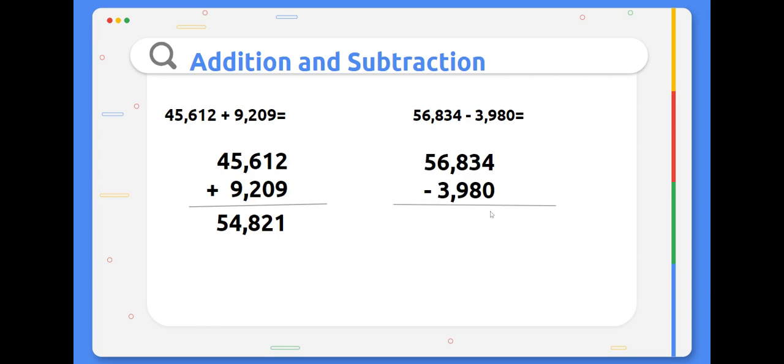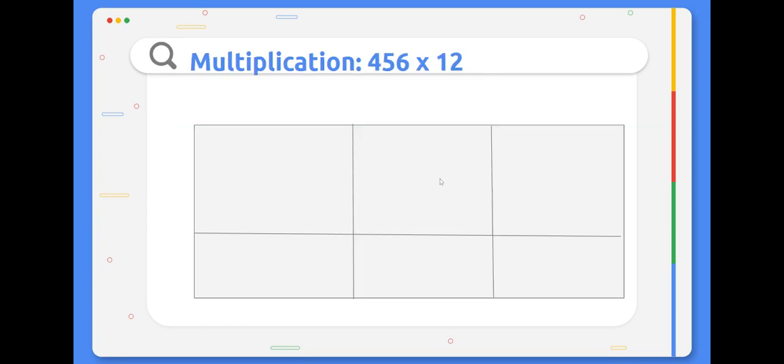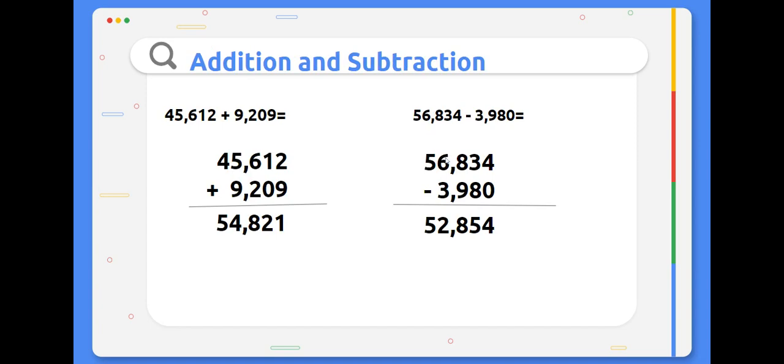4 minus 0 is 4. We can't take 8 away from 3, so we have to borrow to make this 8 a 7, and this 13 minus 8 is 5. We would have had 7, so we would have borrowed from the 6 to make 17 minus 9 is 8. This would have, go back, turn the 6. We borrowed 1, so it was 5 minus 3 is 2, and bring down the 5.